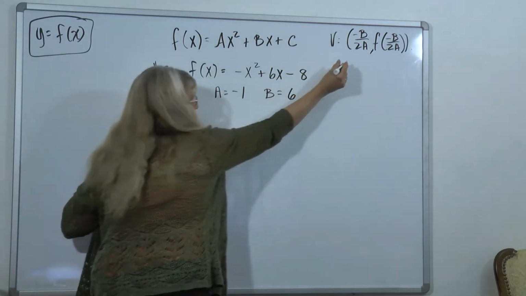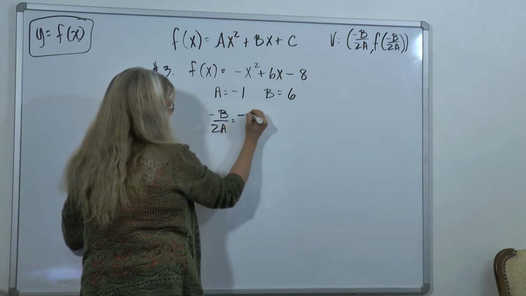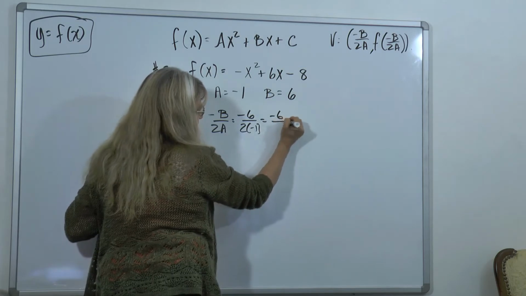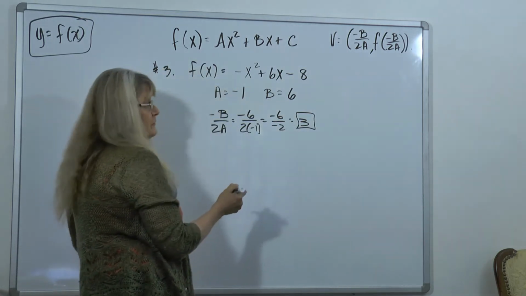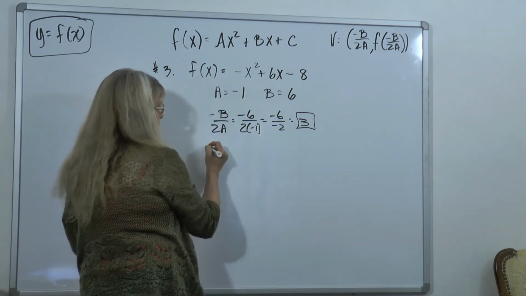Okay, so to get our vertex, we have negative b over 2a. So it's going to be negative 6 over 2 times negative 1. So it's negative 6 over negative 2, which is positive 3. That's the x part of the vertex. Okay, to get the y part, you put it in here.